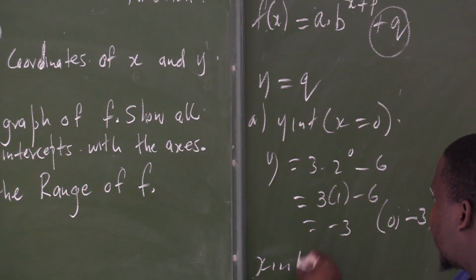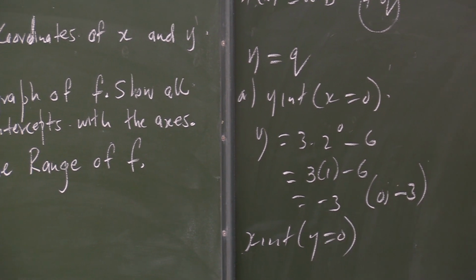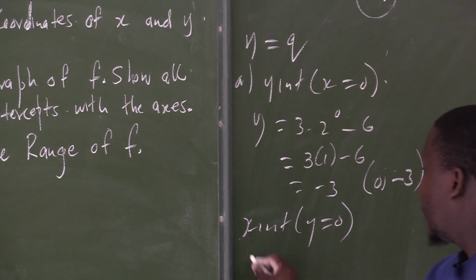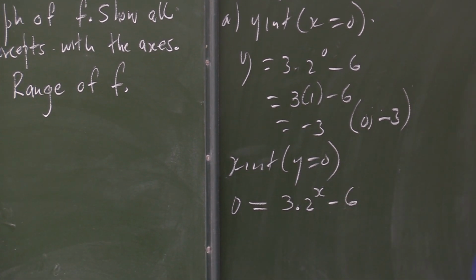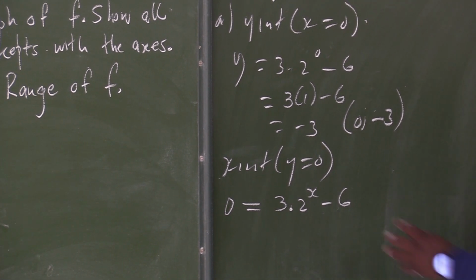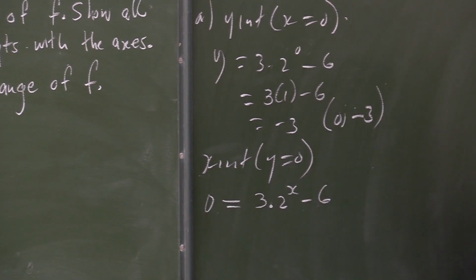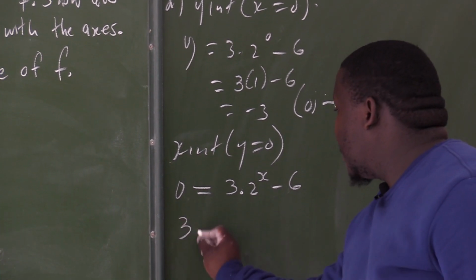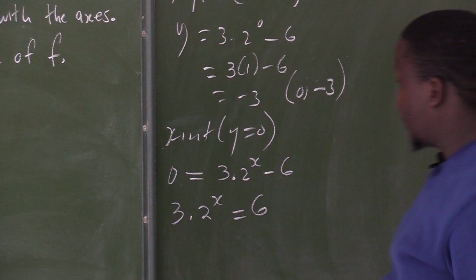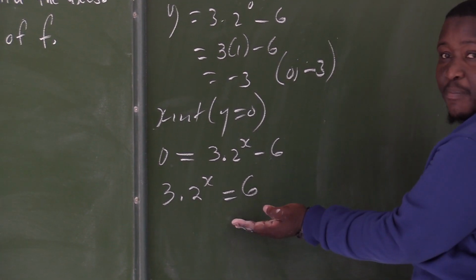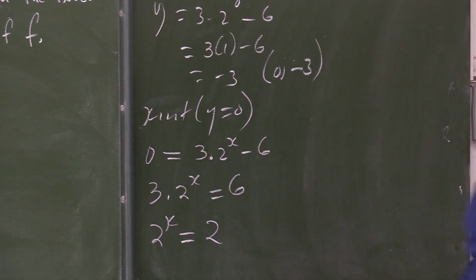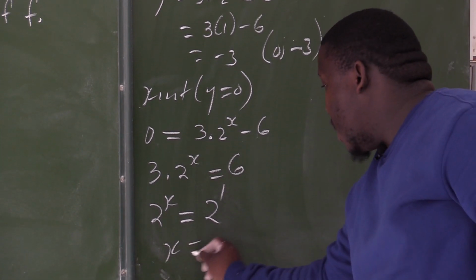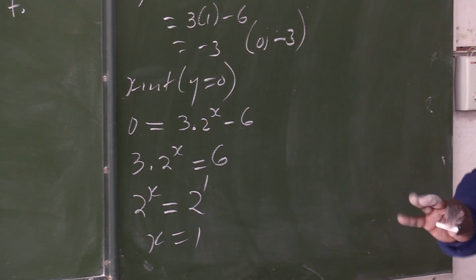For x-intercepts, you make y be 0. Now let's go to the equation. Put y as a 0. This should be 0 equals 3 times 2 to the power of x minus 6. Now let's solve for x. Move minus 6 across to become positive. So 3 times 2 to the power of x equals 6. Divide by 3, divide by 3, then you'll be left with 2 to the power of x equals 2. Remember, this 2 is the same as 2 to the power of 1, which means x is 1 because the bases are now the same. You can drop the bases.